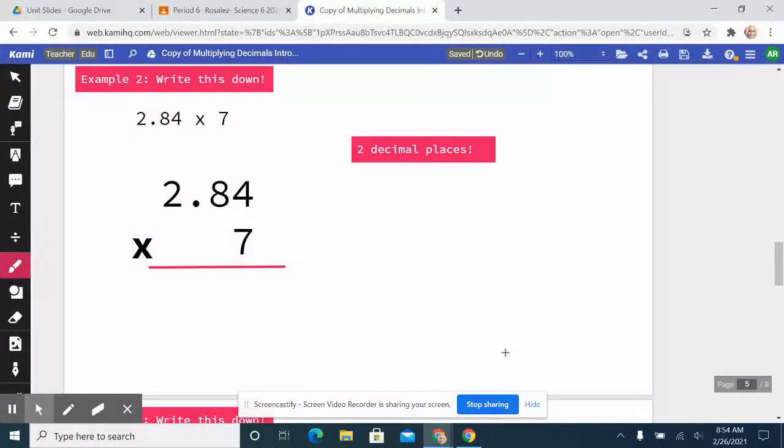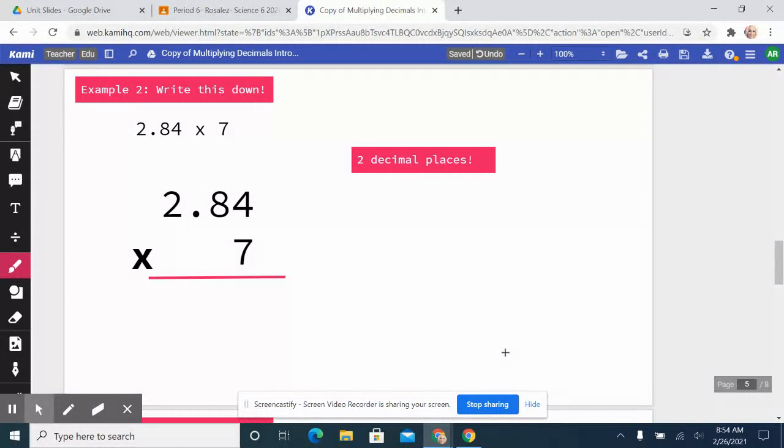All right, now you have a new example. So please write that down. 2.84 times 7. Now take note that there's 2 decimal places. So at the end, we will be moving the decimal 2 times. But for now, we're just going to worry about the math, right?